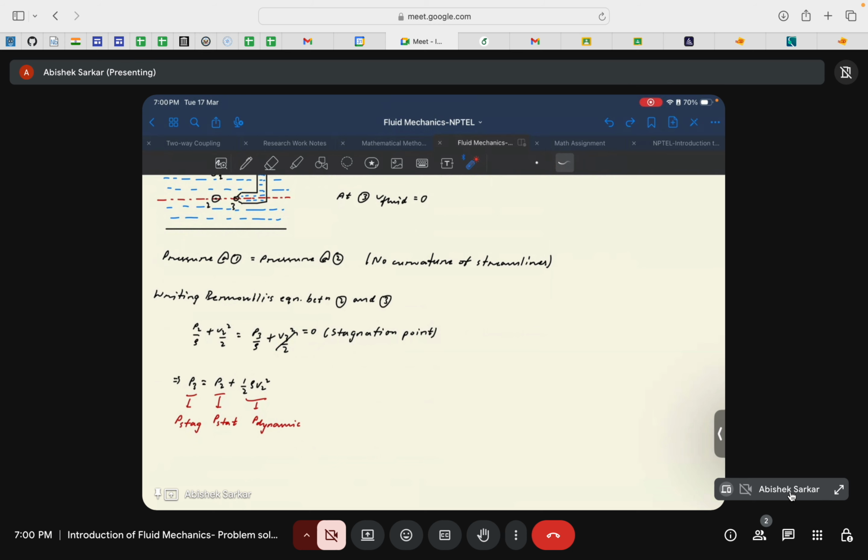Again, it is self-explanatory. The flow becomes stagnant at that point. That's why it is known as the stagnation point.